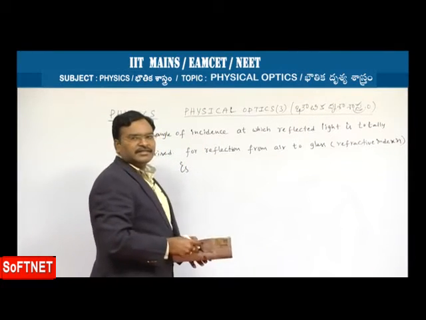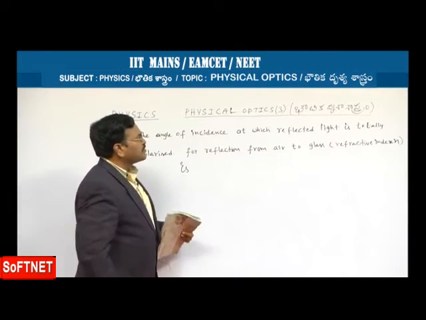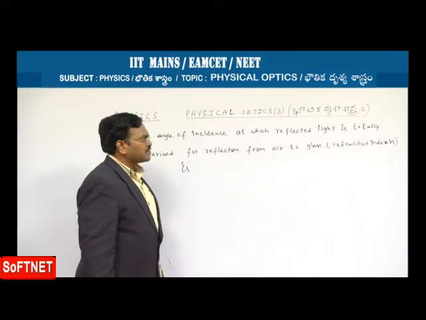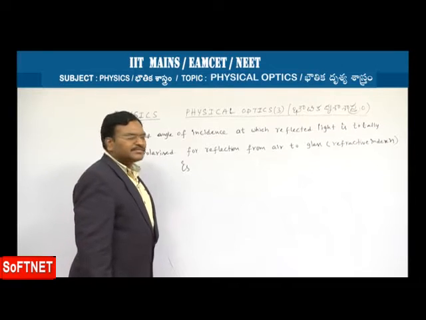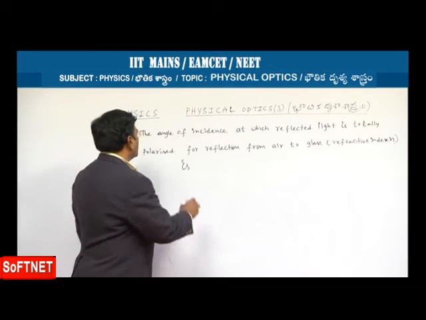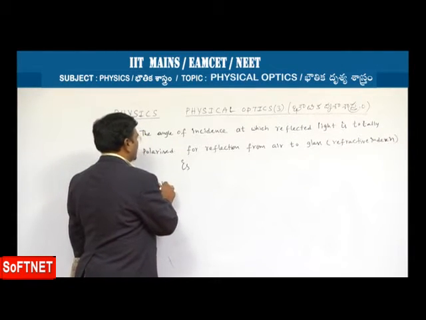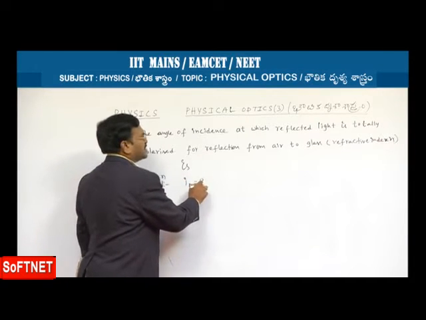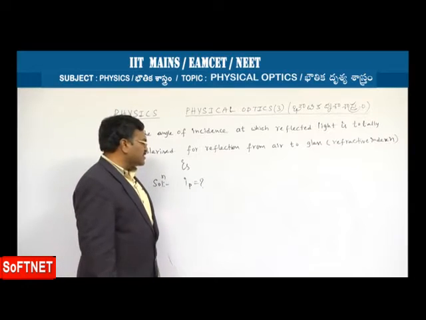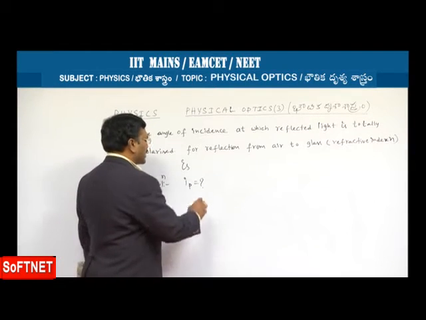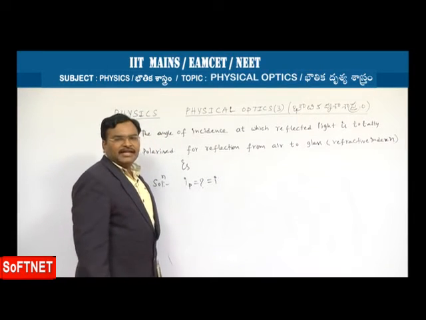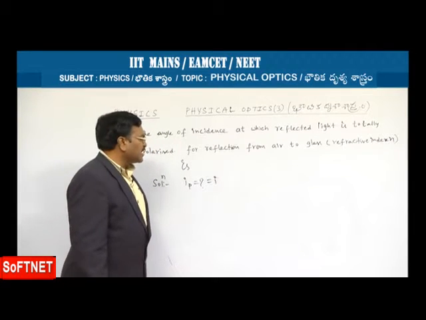Here we have a question like this. Angle of incidence at which reflected light is totally polarized for reflection from air to glass. Here we want to calculate the angle of incidence. Reflected light is totally polarized. That particular angle of incidence is called what? Angle of polarization.